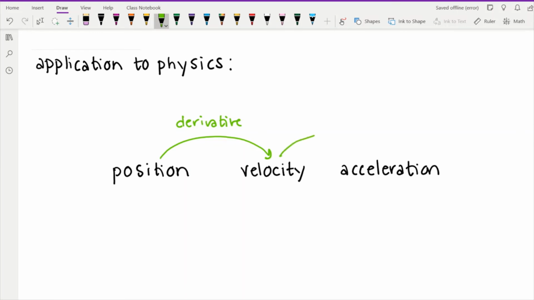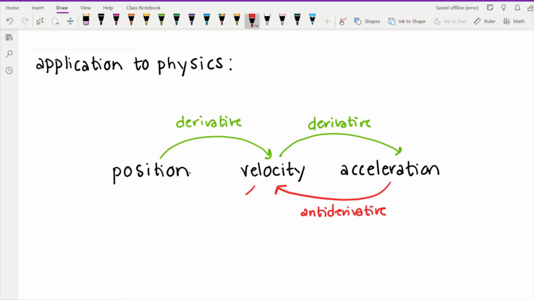And then if you look at how the velocity is changing, right? That's about speeding up and slowing down. That gives you acceleration. So derivative of position is velocity, derivative of velocity is acceleration. And then working the other way, that will tell you something about antiderivatives, right? So if you take the antiderivative of acceleration, that is always going to give you the velocity. And if you take the antiderivative of velocity, that is going to give you a position function.